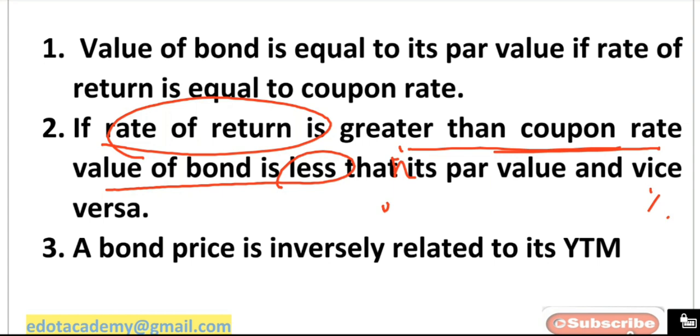Sometimes they ask questions based on some case study. I'll repeat once again here. If the rate of return is greater than the coupon rate, the value of the bond is less than its par value, and if the rate of return is less than the coupon rate, the value of the bond will be more than its par value. Third and last point: the bond price is inversely related to its YTM. That means if the bond price is going up, the YTM will go down. Otherwise, if YTM is less, the bond price will go up, and vice versa. If YTM is more, the bond price will go down.